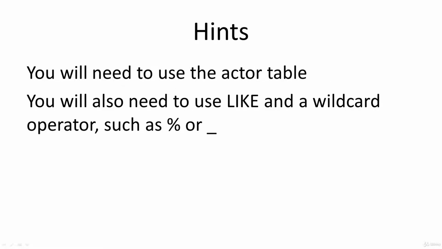So you will need to use the actor table in order to answer this question, and you'll also need to use the like statement and some sort of wildcard operator, such as the percent sign or the underscore. So go ahead and review the like lecture if you need any refresher on how to use that percent sign or underscore wildcard operators. Okay, coming up next is the solution to this challenge.